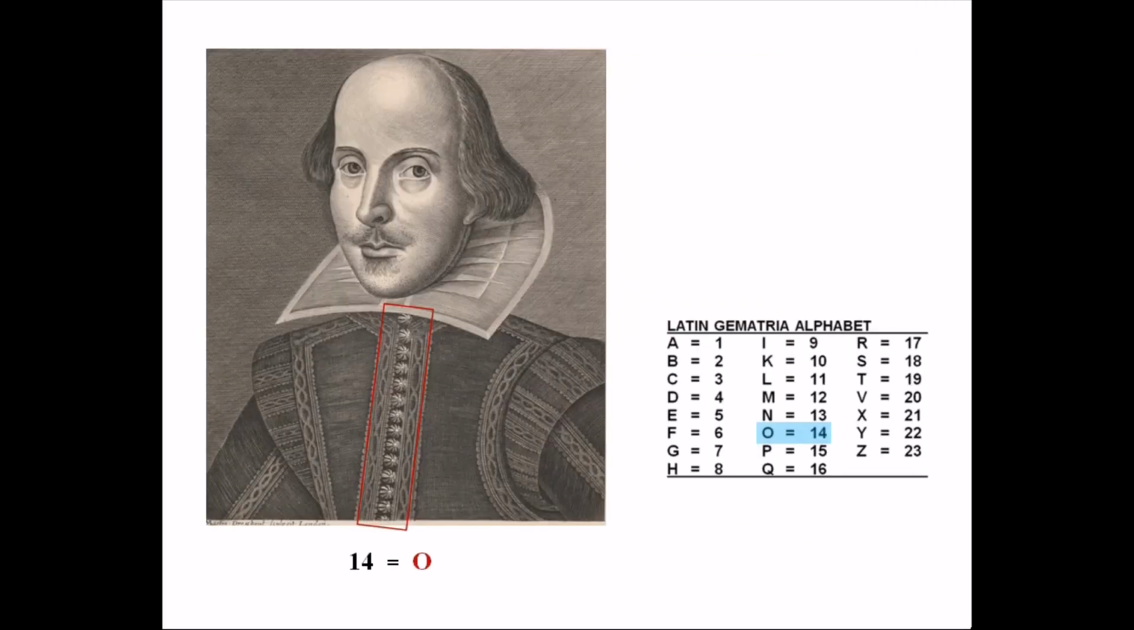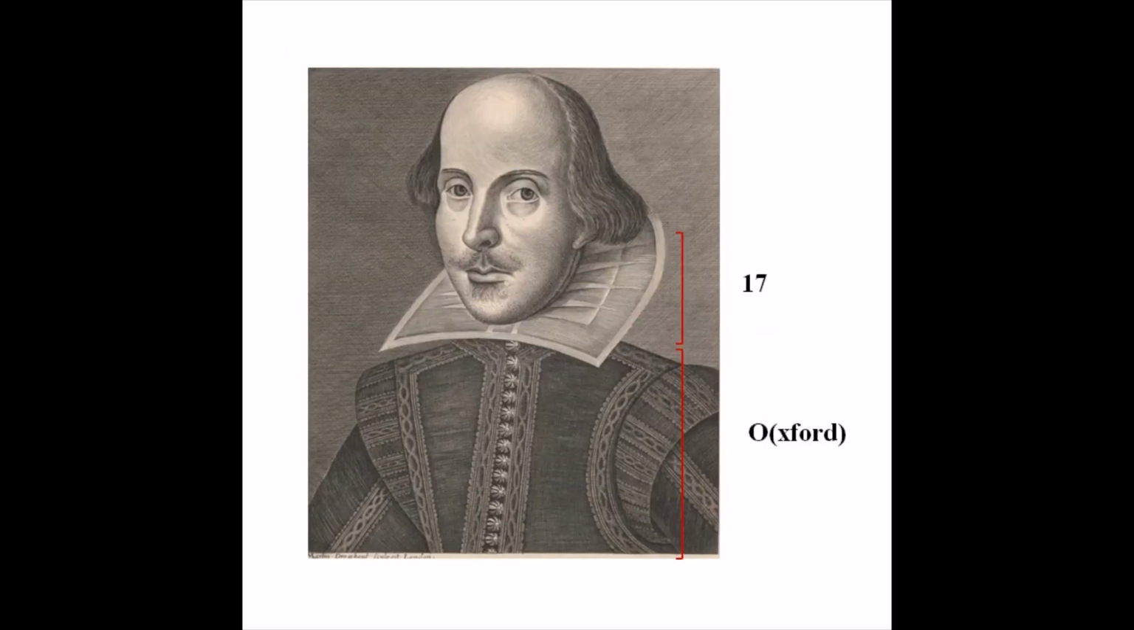Next, count the number of buttons. There are 14, and looking at the Latin alphabet that the codes use, the 14th letter is O. At first I thought 17O stood for 17 Oxford, but that seemed incomplete. Another correspondent, Patrick Jennings, suggested that I should look for something resembling a 4. I checked again, and it didn't take long to see it.